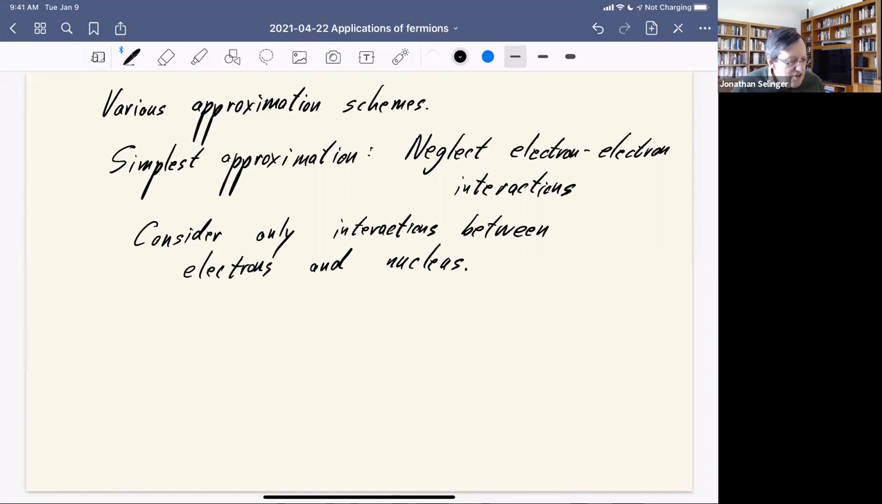So this is a very drastic approximation, right? When you have a whole bunch of electrons moving around and they have some Coulomb repulsion from each other, it seems amazing that we could just neglect that Coulomb repulsion. But you can get some level of solution this way. Okay, we'll say it is amazing that this approximation works at all. But it sort of does.